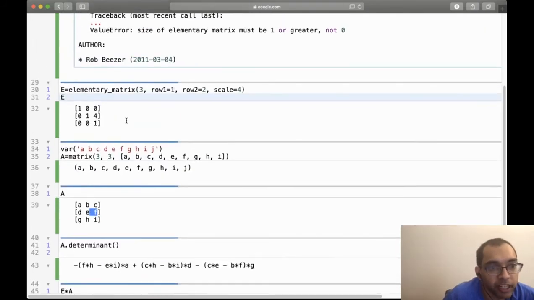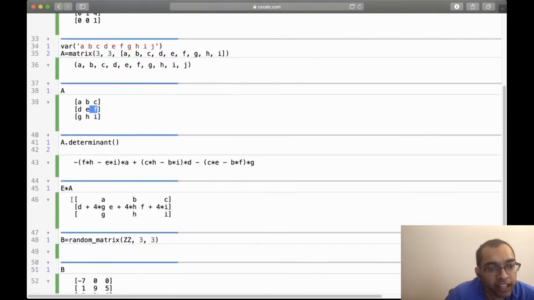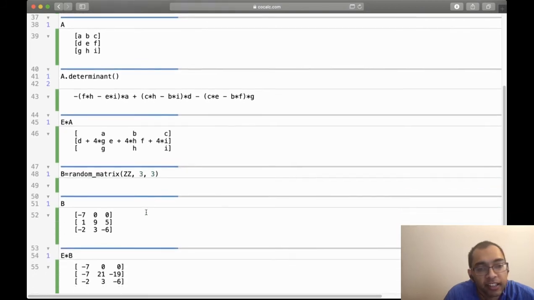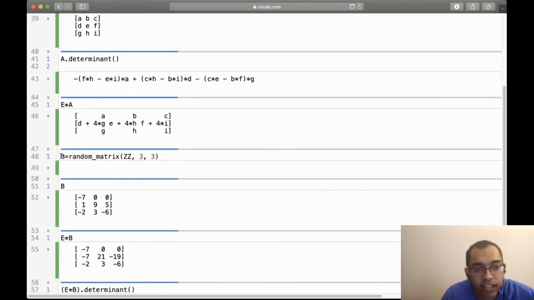Okay, anyway, now going back to our elementary matrix that replaces row 2 by adding to it 4 times row 3, that's what E times A should be, and that's exactly what we see here: we've replaced row 2 by adding to it 4 times row 3. Row 3 is G, H, I, multiplying it by 4 you get 4G, 4H, 4I, and adding that to the original row 2 gets this.